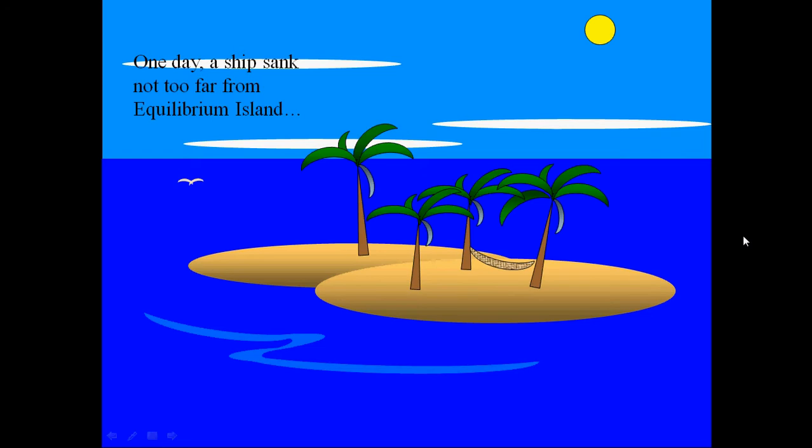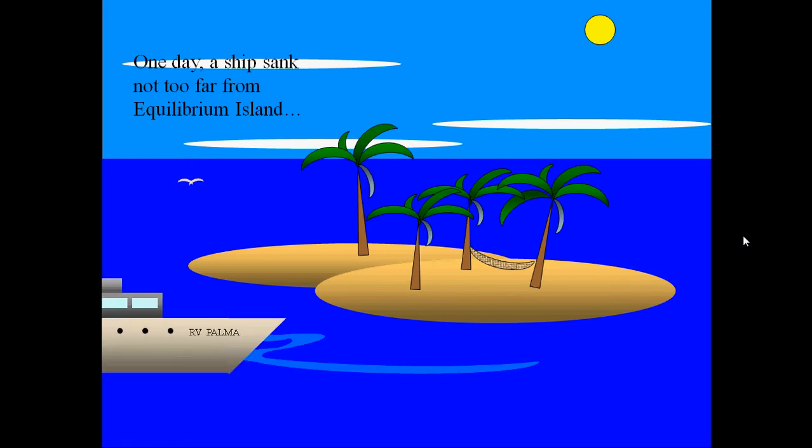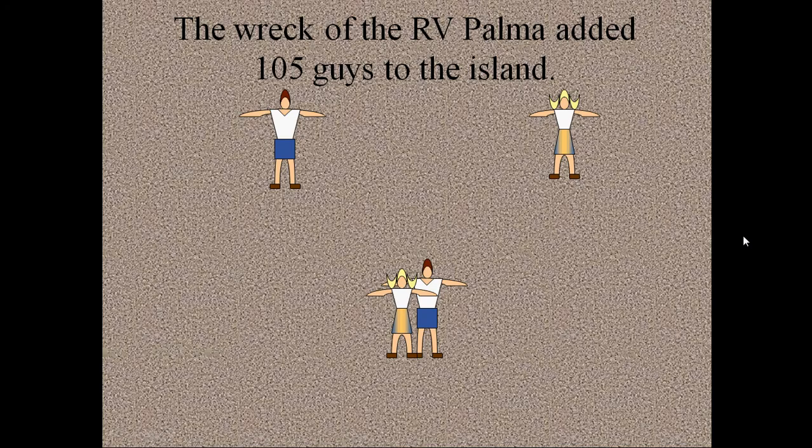Now, here's where it gets interesting. One day, we had a shipwreck near Equilibrium Island. Oh no, the RV Palma, it's going down! Swim to safety! Ah, it's a shark! And death. Alright, so anyway, this ship that sank near Equilibrium Island was mysteriously carrying all men, for reasons unknown to any of us, but there were 105 guys that we have added to the island.